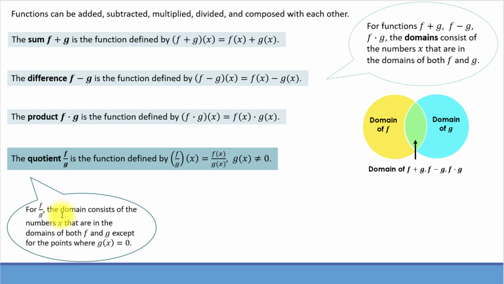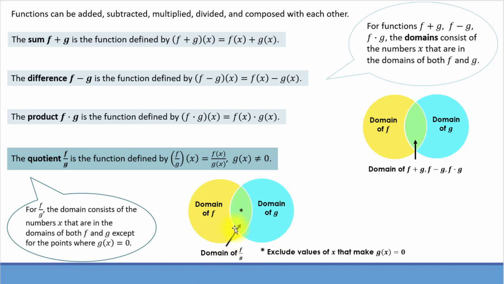For f over g, the domain consists of the numbers x that are in the domains of both f and g, except for the points where g of x equals 0. Let me illustrate that. So again, domain of f over g will include all values of x that are in both domain of f and the domain of g. But from this set, we have to exclude values of x that make function g equal 0 to ensure that function f over g does not become undefined.